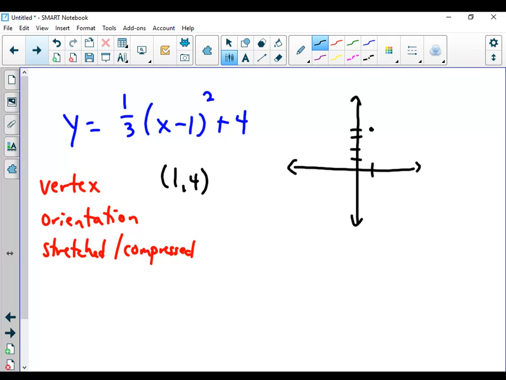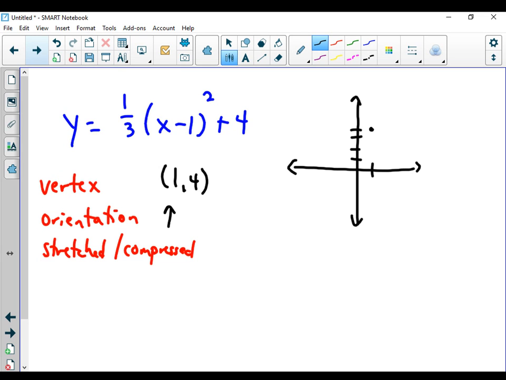Okay? What would the orientation be? Would it be opening upward or opening downward on this one? Where am I going to look for that? Yeah, and so that tells me it's opening upward because it was positive. So I'll keep that in mind.